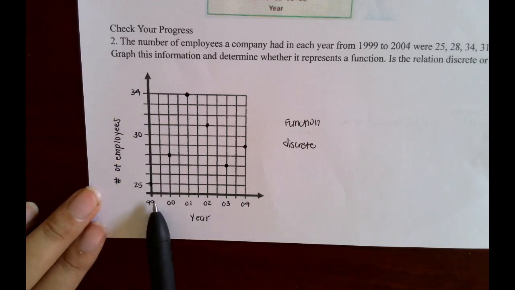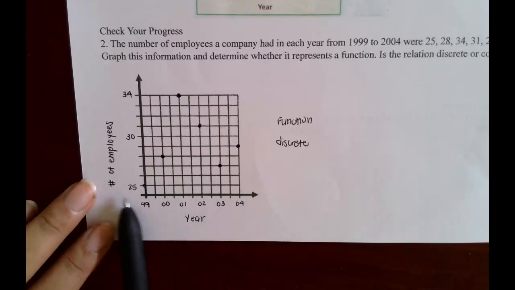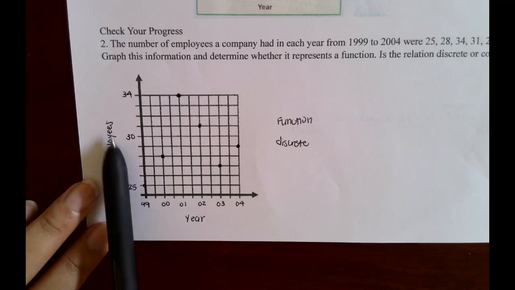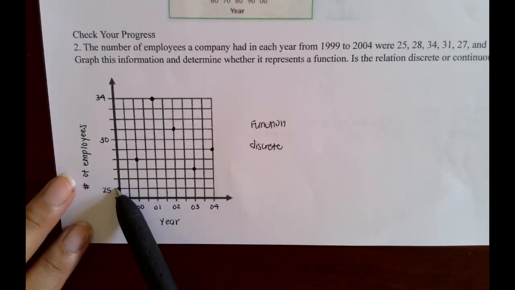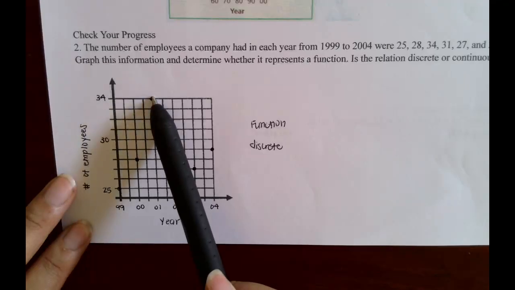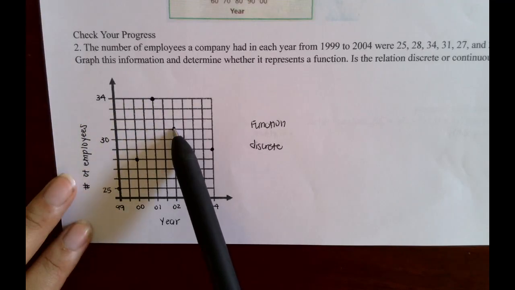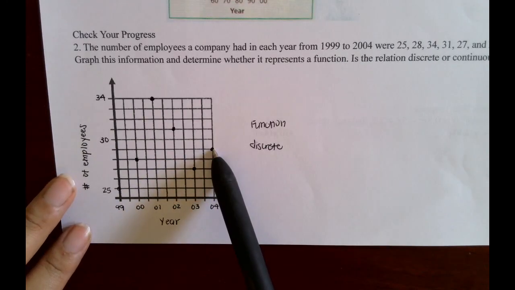I started here with 99, 0, 0, 1, 0, 2, 0, 3, 0, 4. And then because of space, I started at 25 and then made each box 1. Okay. So 1999 goes with 25, 2000 goes with 28, 2001 goes with 34, 2002 goes with 30, 31, 2003 goes to 27, and then 2004 goes to 29.